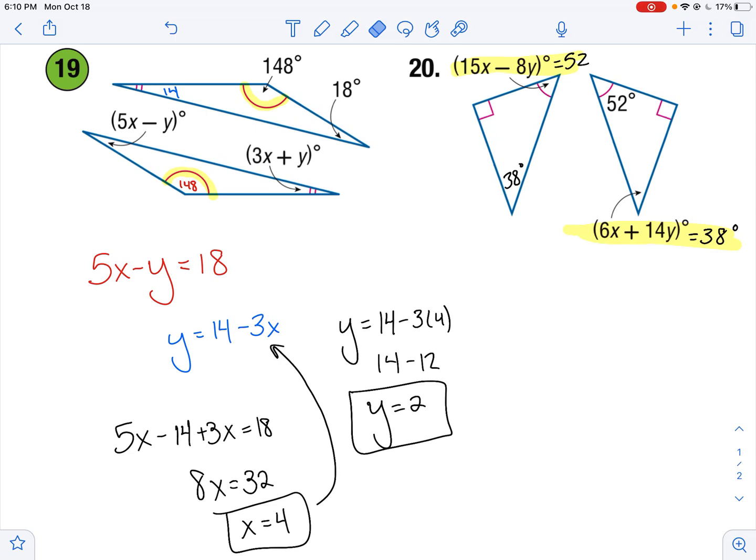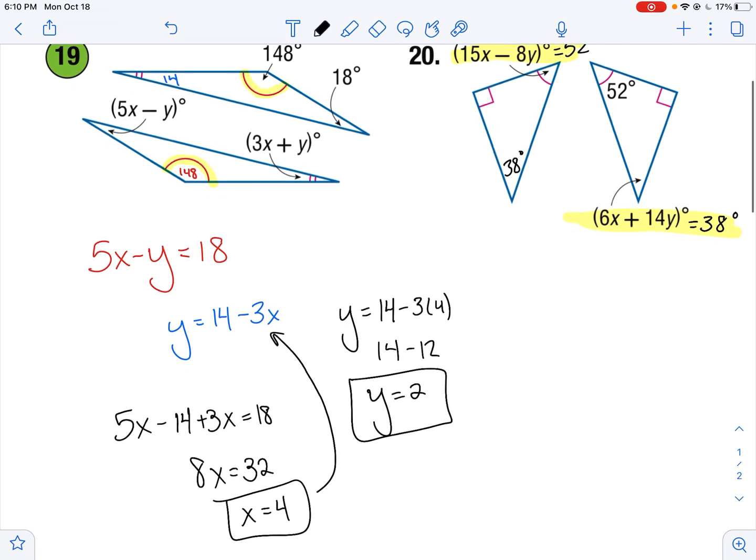I'm going to find my two equations. I'm going to try to get either x or y by themselves, and then substitute that expression back into the original equation like we did here, where I took this 14 minus 3x and put it in for y. And I got my equation that I could solve for x, substitute that back in, and solve for y. I would pause the video, try this one on your own, and then unpause to check your work.